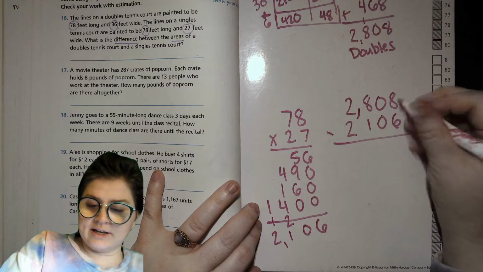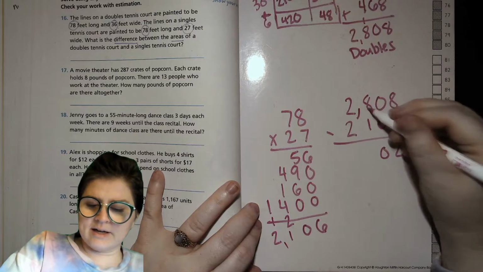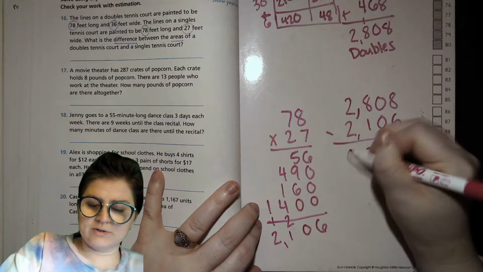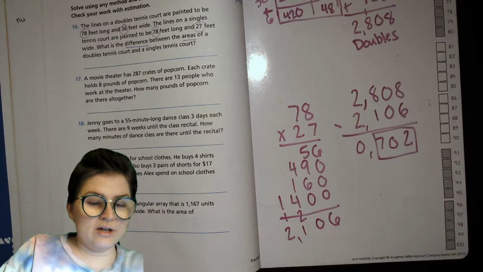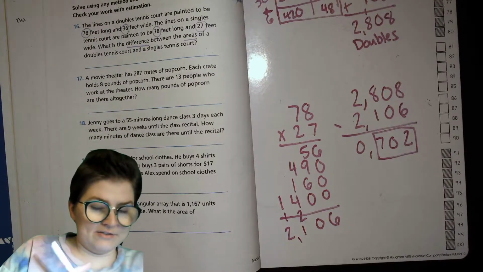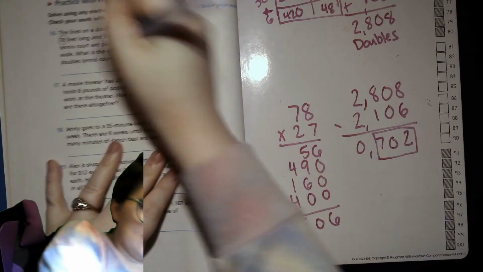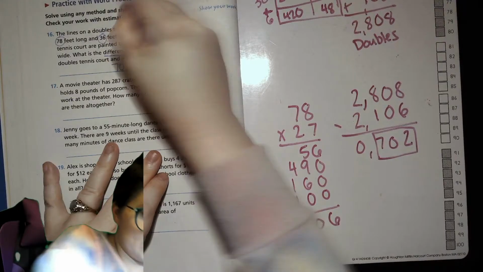So 8 minus 6 is 2, 0 minus 0 is 0, 8 minus 1 is 7, and 2 minus 2 is 0. So our difference is 702 square feet. And they're square feet because it's area, it's the length times the width. So 702 feet squared.